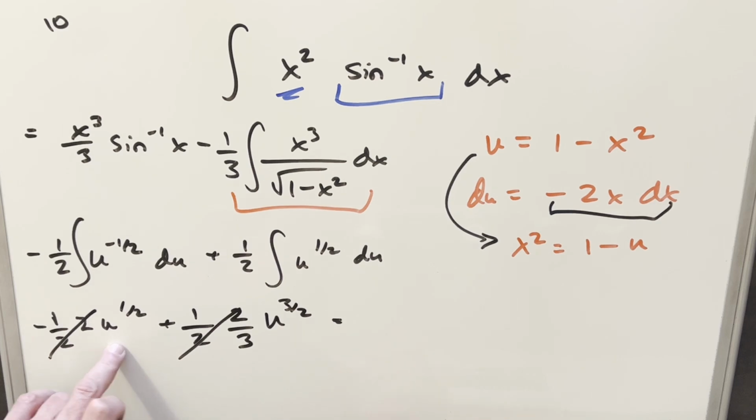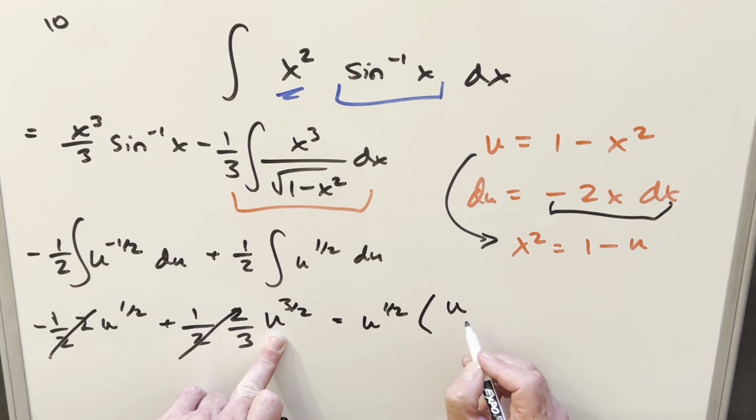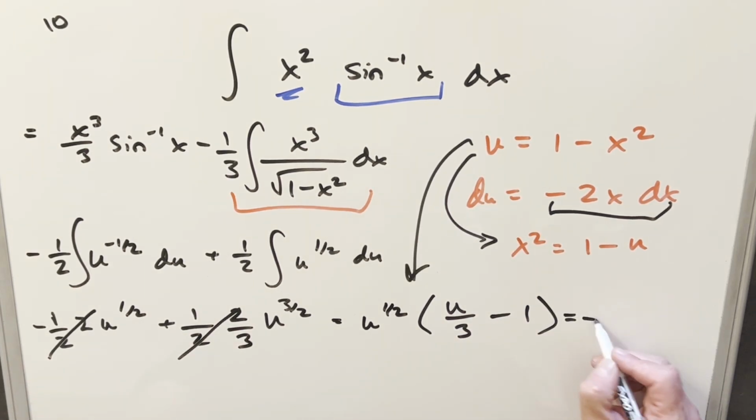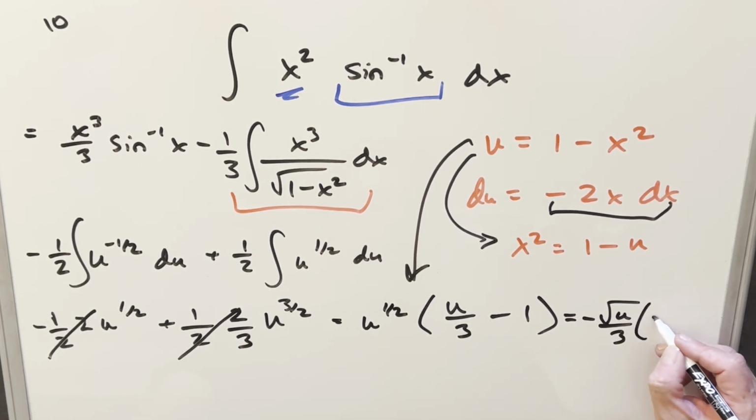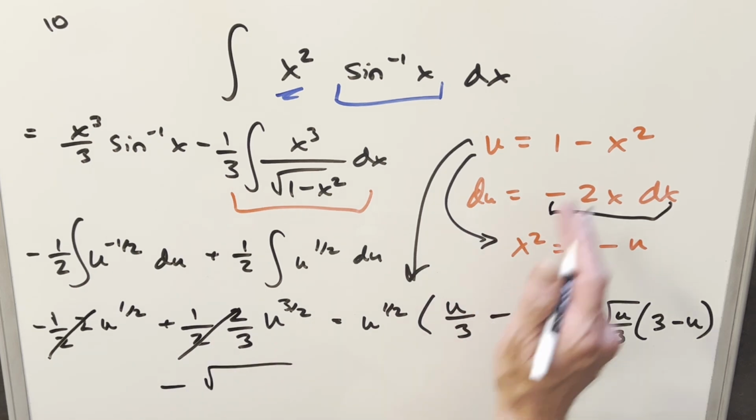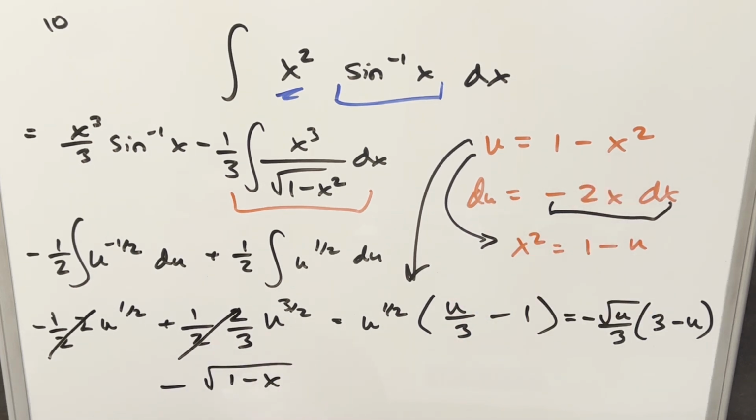Before I back substitute, let's factor out a u to the 1/2 for some simplification. Then this becomes u over 3, and this is a minus 1. But actually, I'm going to factor a minus 1/3 out of this. So I'll write this as minus the square root of u over 3, and then this becomes 3 minus u, because we reversed the sign. Now we back substitute with u being 1 minus x squared. We have minus the square root of 1 minus x squared over 3, and our 3 minus u becomes 3 minus 1 minus x squared. Then let's distribute the minus sign.